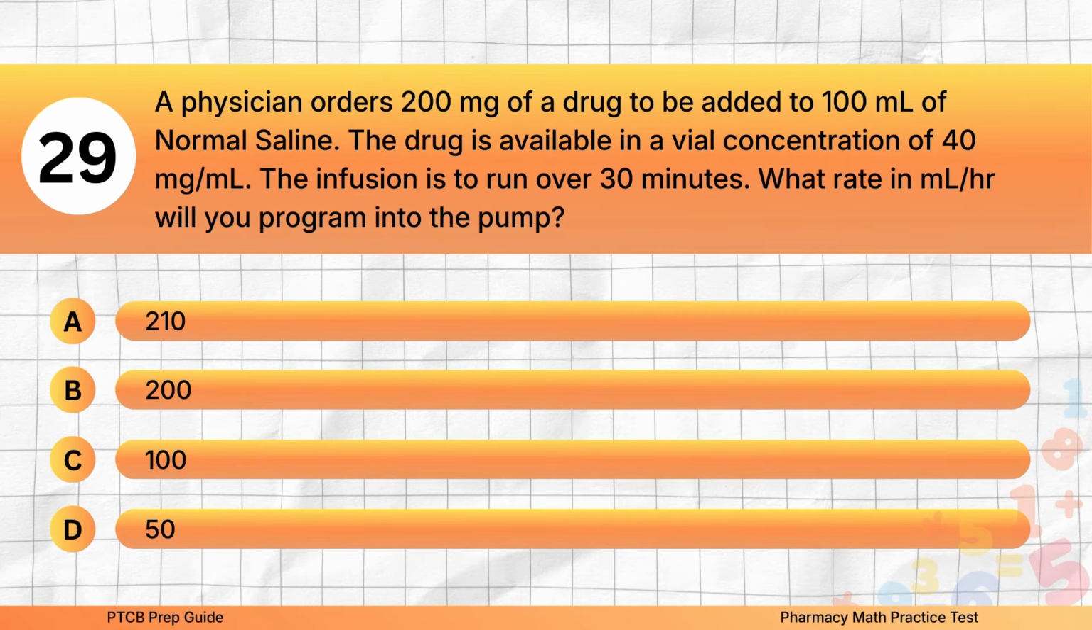Let's calculate an IV pump rate with an additive. A physician orders 200 milligrams of a drug to be added to 100 milliliters of normal saline. The drug is available in a vial concentration of 40 milligrams per milliliter. The infusion is to run over 30 minutes. What rate in milliliters per hour will you program into the pump? A 210, B 200, C 100, or D 50? Take a moment. Don't forget to account for the volume of the drug itself.